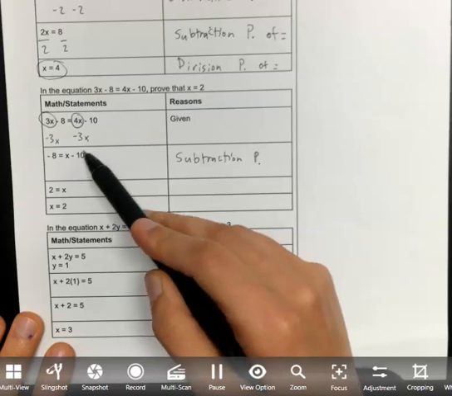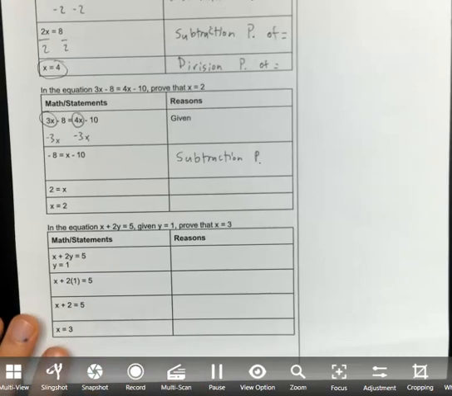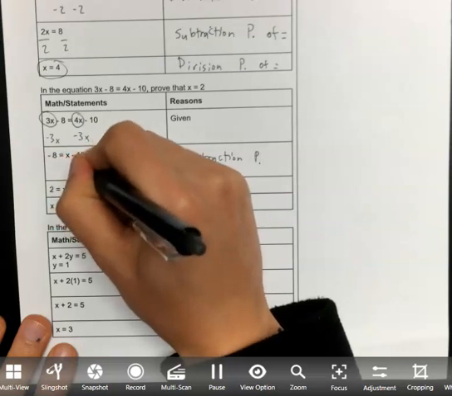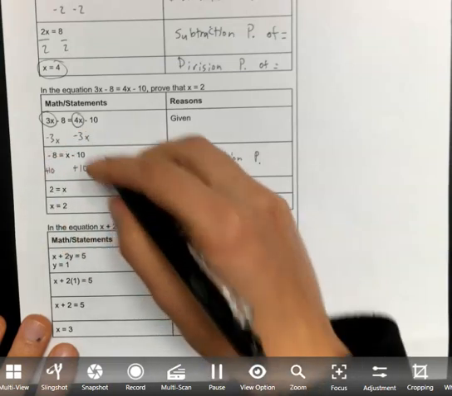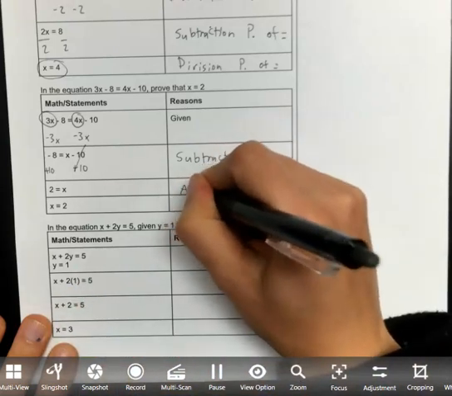Well, this 10 is missing from this side, from this side over here. So it looks like they moved their 10 to the other side. So how do I move my 10 to the other side? Well, I'm going to add 10 to both sides. And now I have addition property.